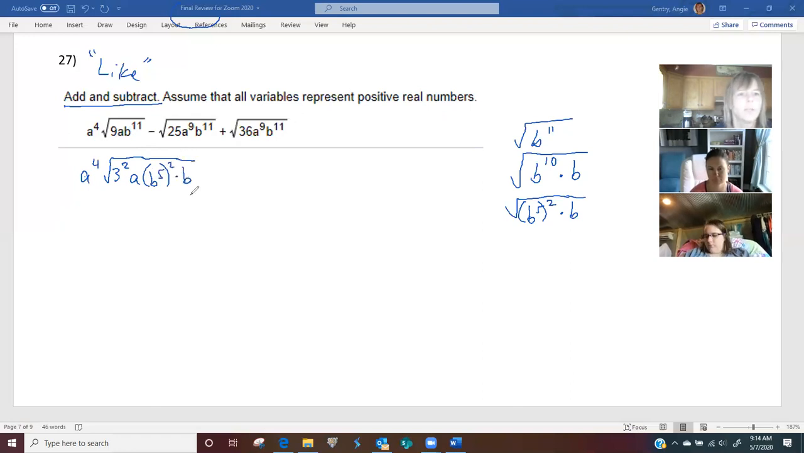So that's that first piece. And then check your work. 5 times 2 is 10. 10 and 1 is 11. True.